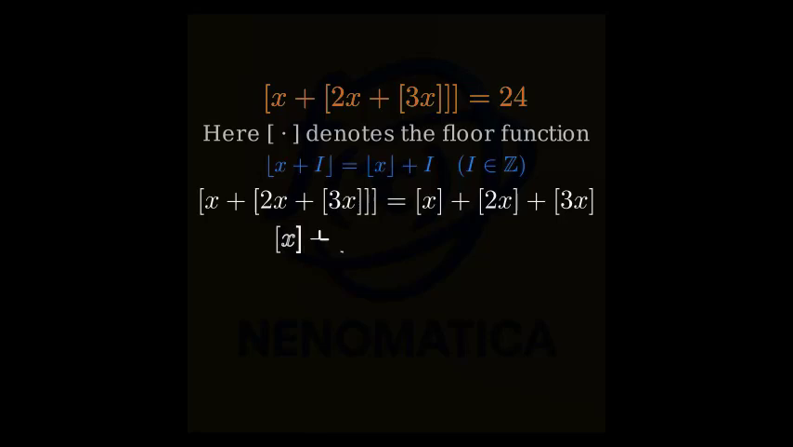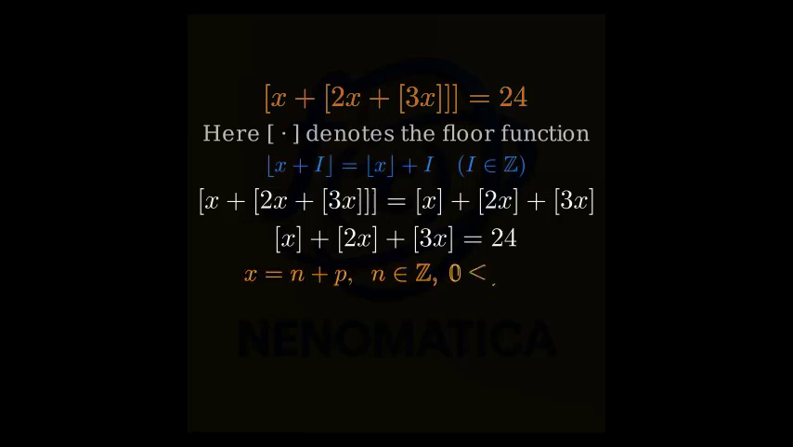The floor of x plus I equals the floor of x plus I, whenever I is an integer. Here, the inner expression floor of 2x plus floor of 3x is itself an integer, so we can simplify. That gives the floor of x plus that integer equals the floor of x plus that integer. Therefore, the left side becomes floor of x plus floor of 2x plus floor of 3x.